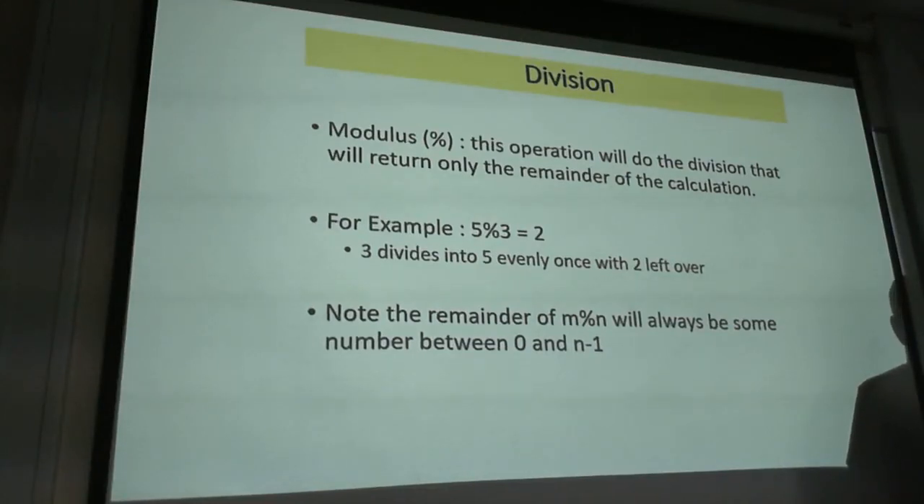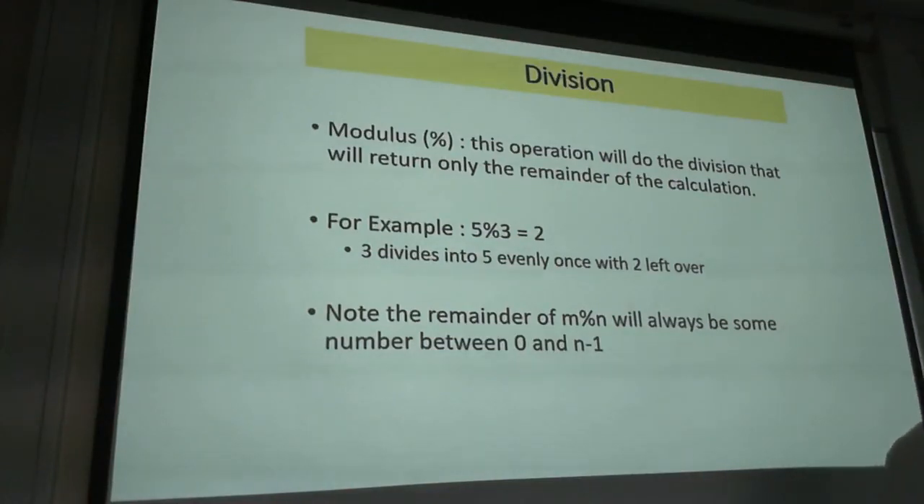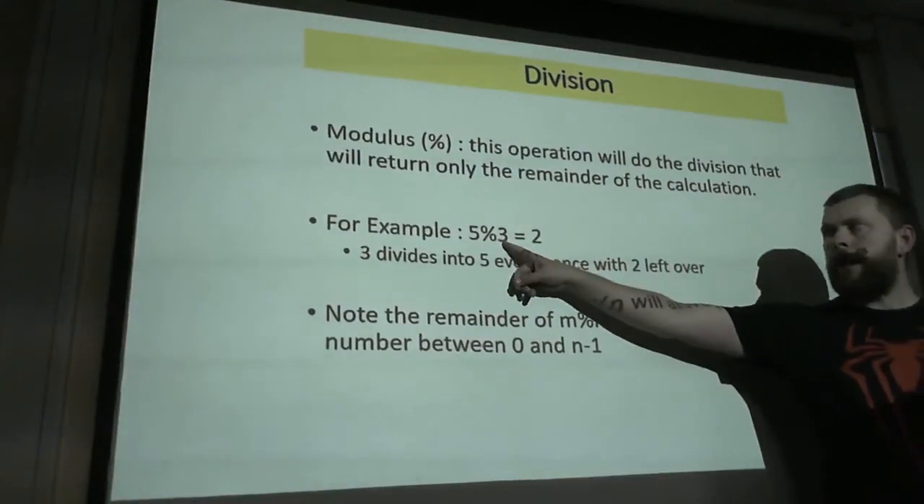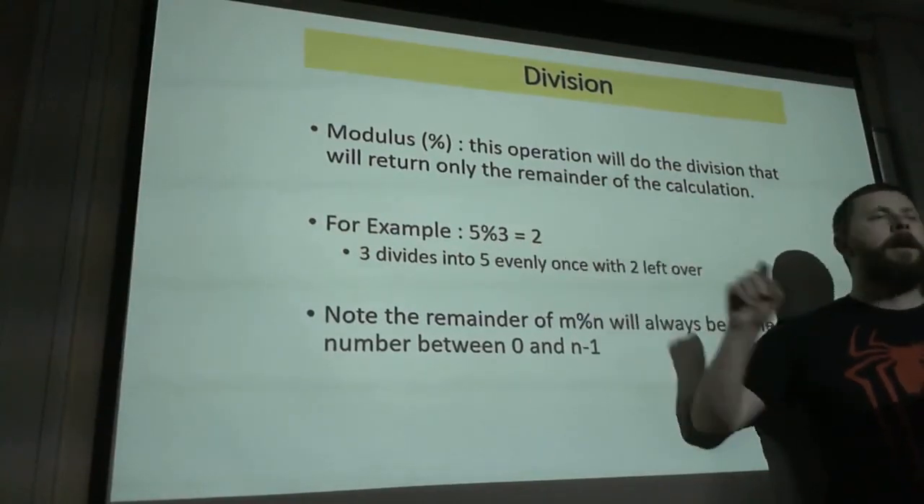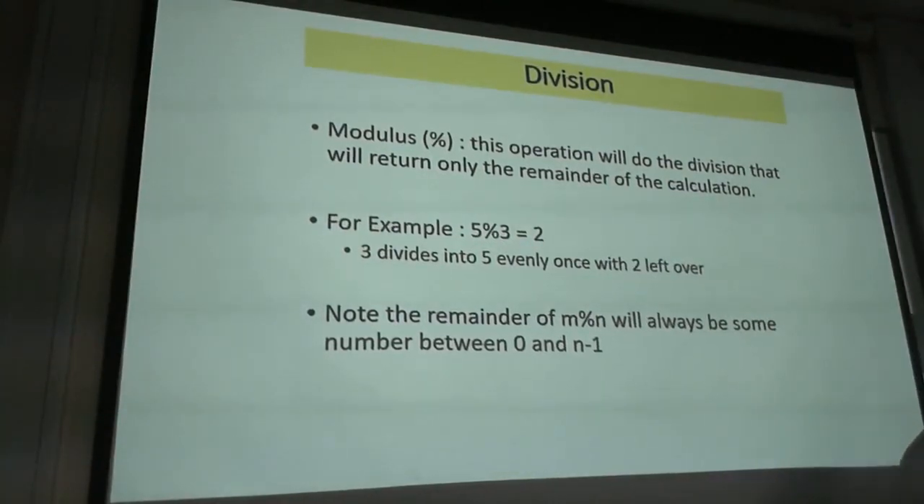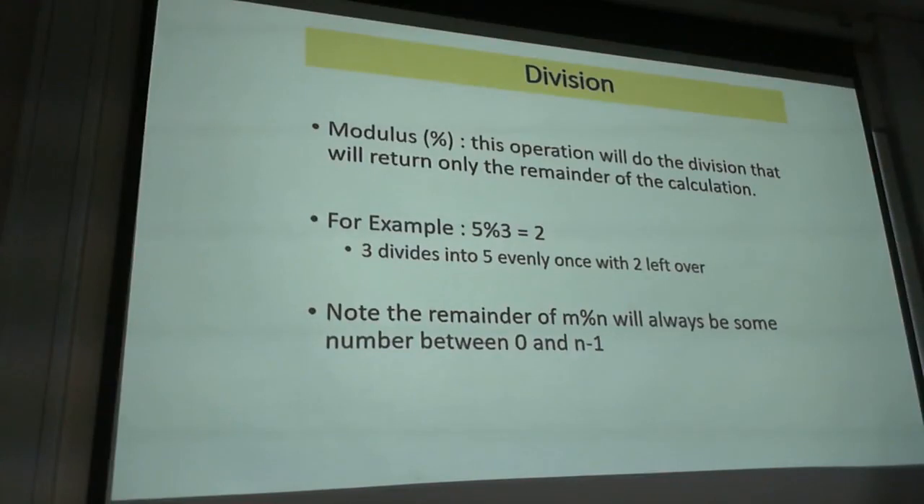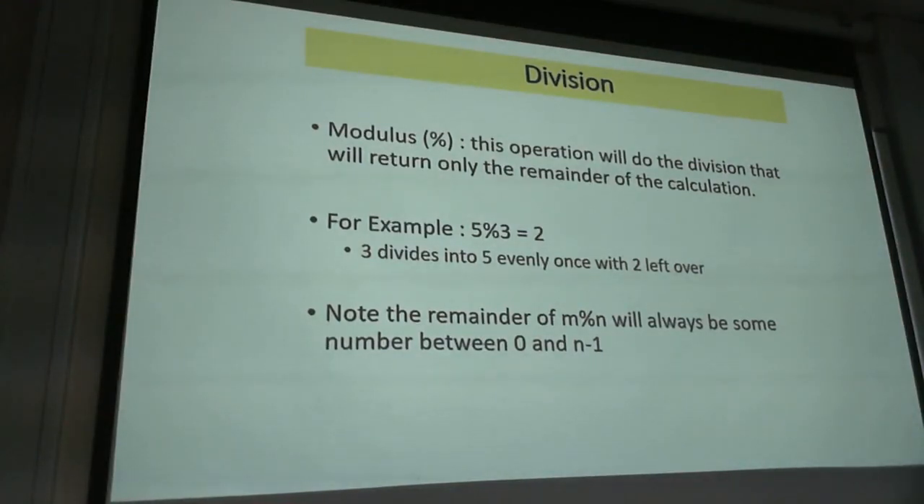6 mod 3, we're left with 0, because 3 divides in evenly with nothing left over. 7 mod 3, we're left with 1. 8 mod 3, we're left with 2. 9 mod 3, we're left with 0. So it goes 0, 1, 2. It goes all the way up to 1 less than this number, but not up to it. If we did 5 modulus 4, we get 1. 6 modulus 4, we get 2. 7 modulus 4, we get 3. 8 modulus 4, we get 0.